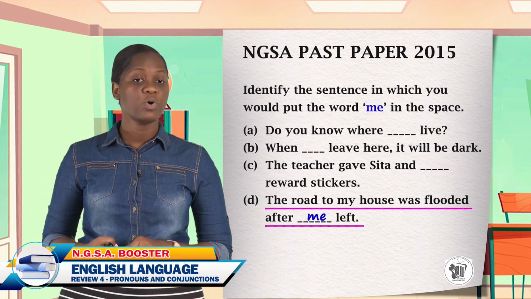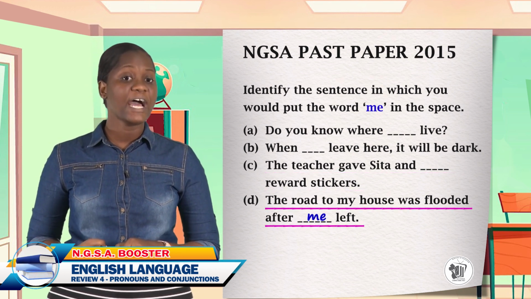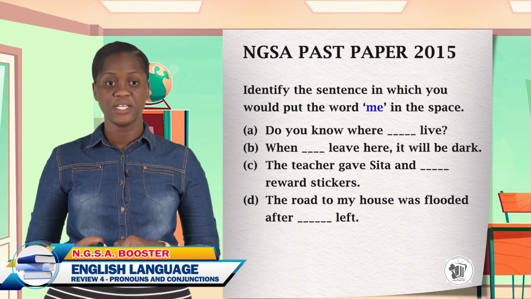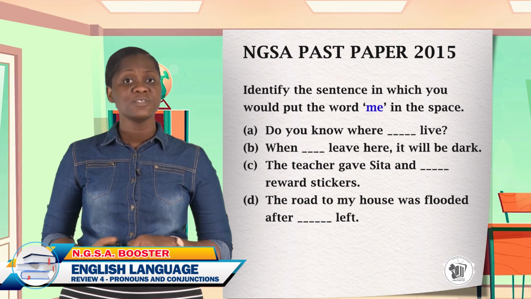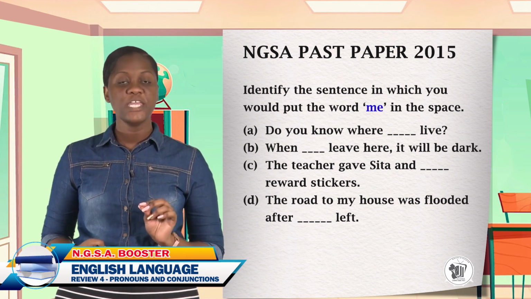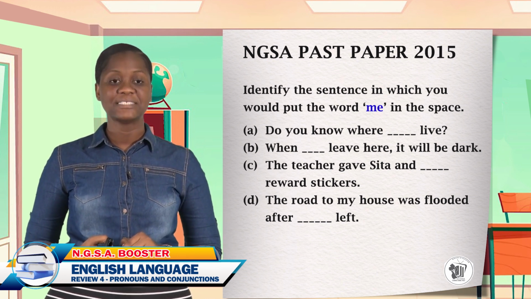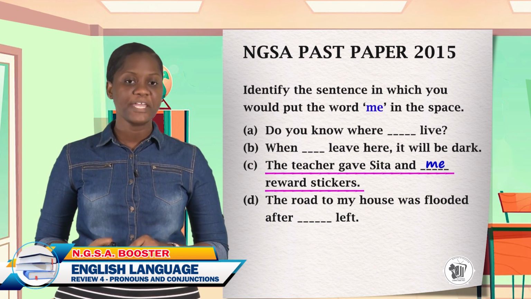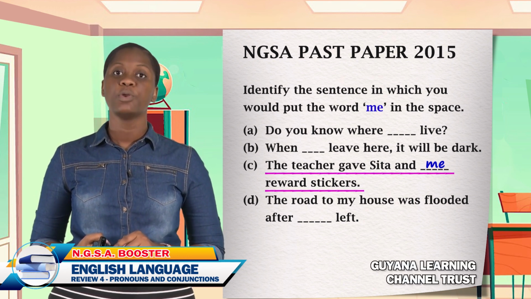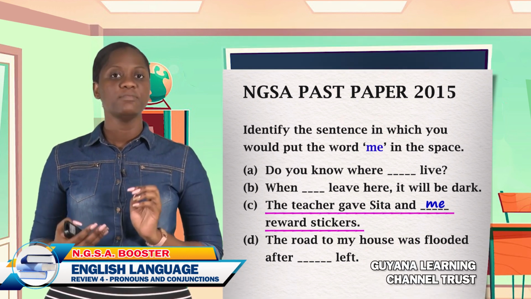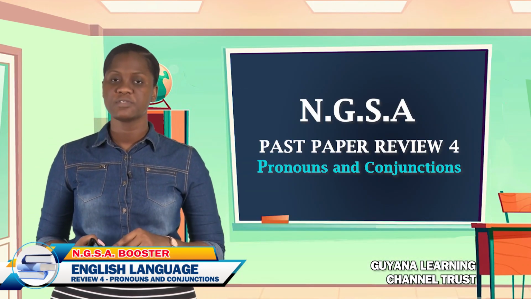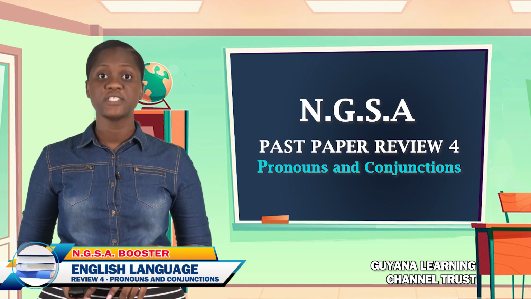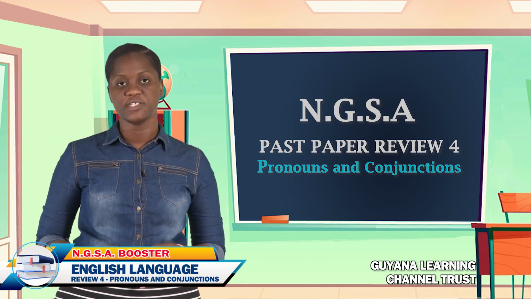D, "The road to my house was flooded after me left." And that's also grammatically incorrect. So boys and girls, "me" would be best placed at C. "The teacher gives Sita and me reward stickers." That brings us to the end of looking at past paper questions on pronouns. So let's take a look at questions based on conjunctions.